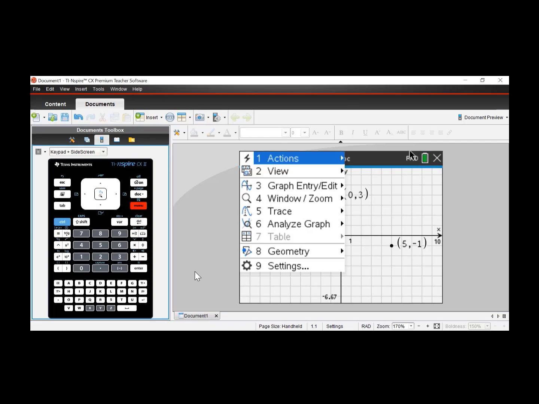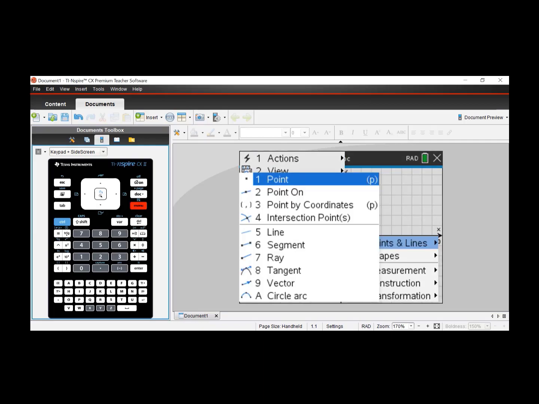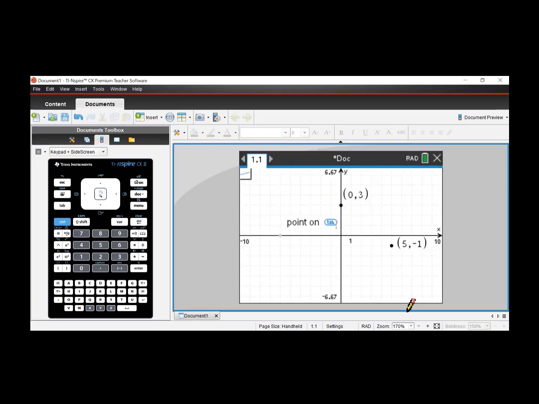Now I'm going to go back to menu. I'm going to go back to geometry. I want to draw the line now. So I'm going back to points and lines. This time I'm going to draw the line.